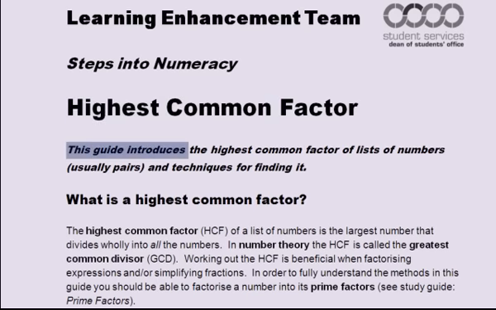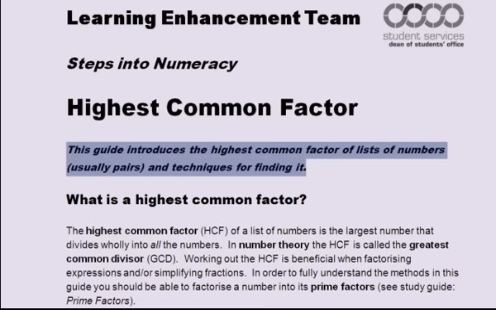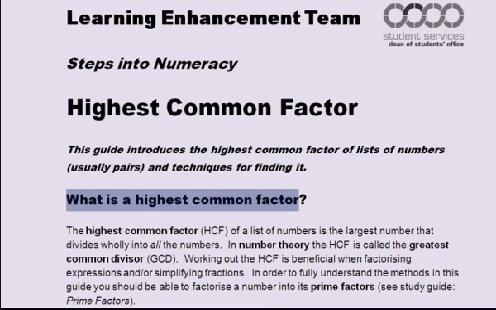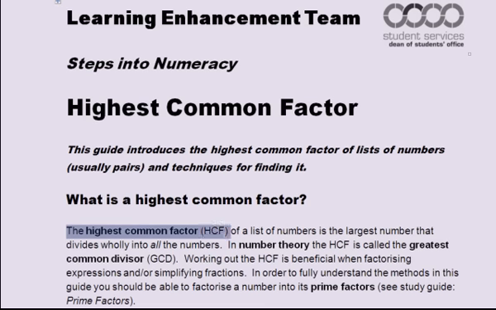This guide introduces the highest common factor of lists of numbers, usually pairs, and techniques for finding it. What is a highest common factor? The highest common factor, HCF, of a list of numbers is the largest number that divides wholly into all the numbers. In number theory, the HCF is called the greatest common divisor, or GCD.